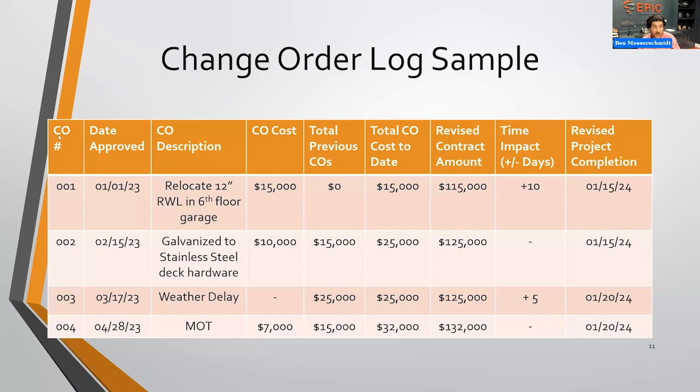Okay, so you're going to have an arbitrary number put to each one of these items, the date of approval, a relative description in so many words of what's actually happening, the cost, the previous totals, totals to date, and revised contract amount, how much time we're talking about, and when the new completion date is. These are all really important items that you're going to want to track through the course of the project. And again, these can be tracked by either the design professional or the owner's representative.